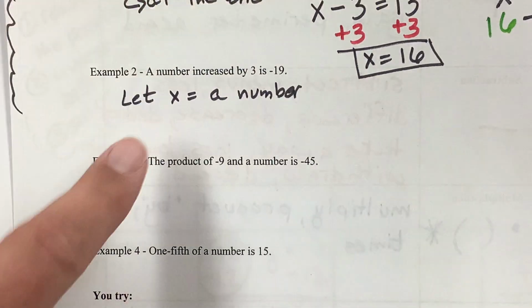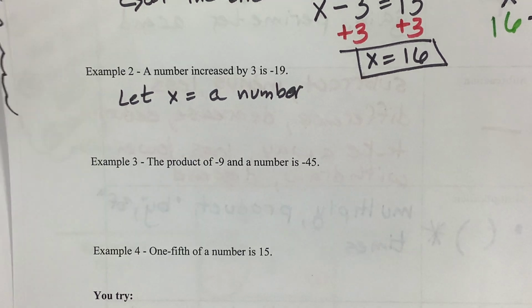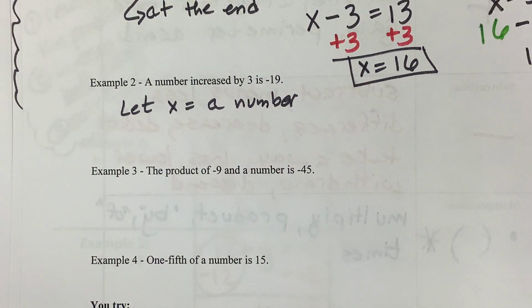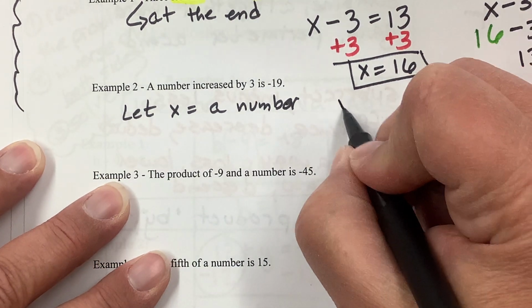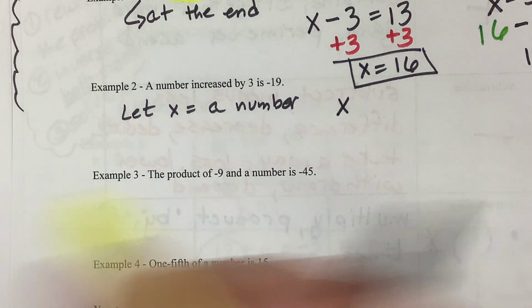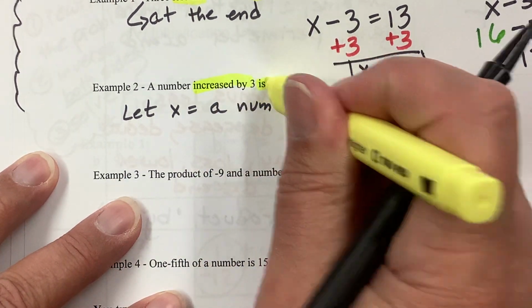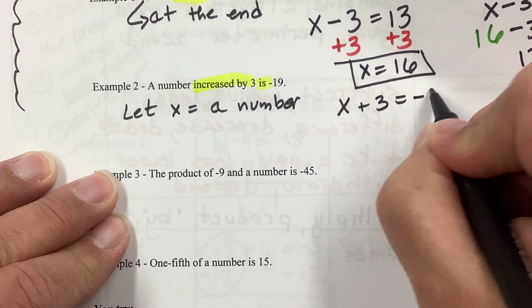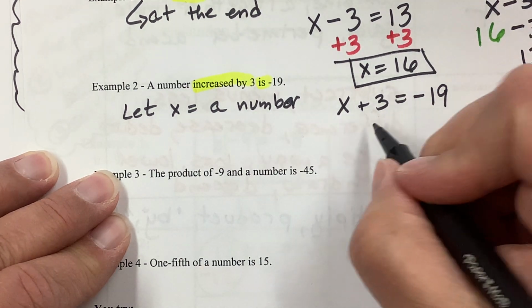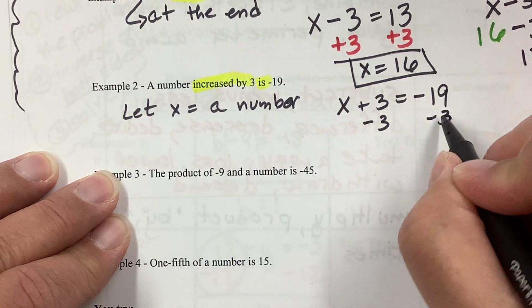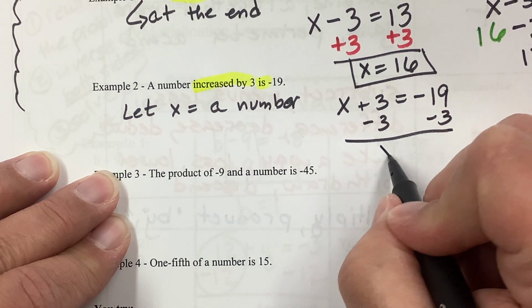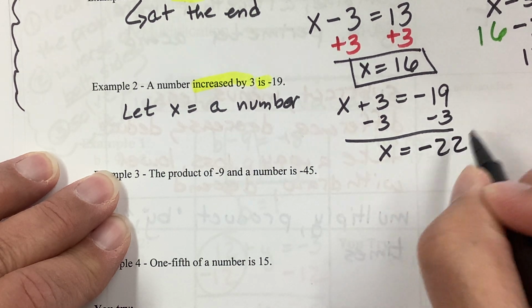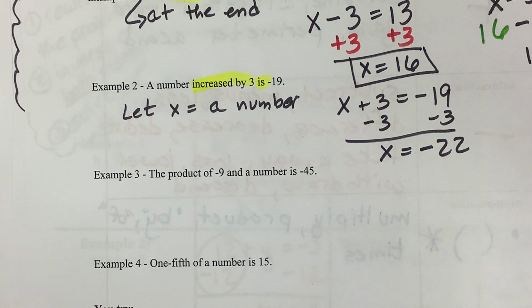And then increased by. Well, from my list of words, which I'm keeping right by me, increased by is an addition word. So a number x increased by 3 is negative 19. I'm going to subtract 3 from both sides. 3 minus 3 is 0, so x is alone. Negative 19 minus 3 is negative 22. Be careful. Be very, very careful.